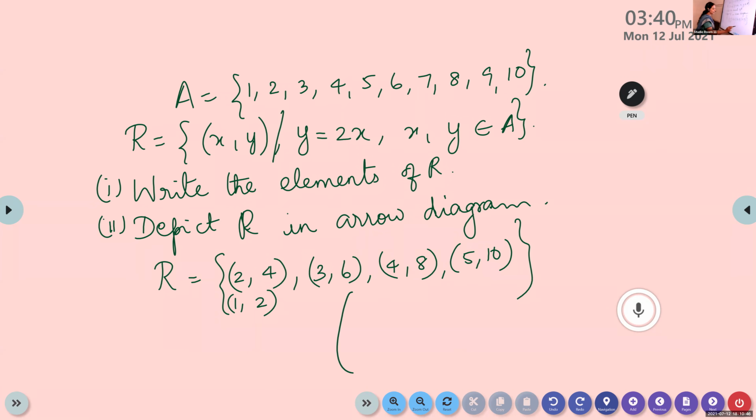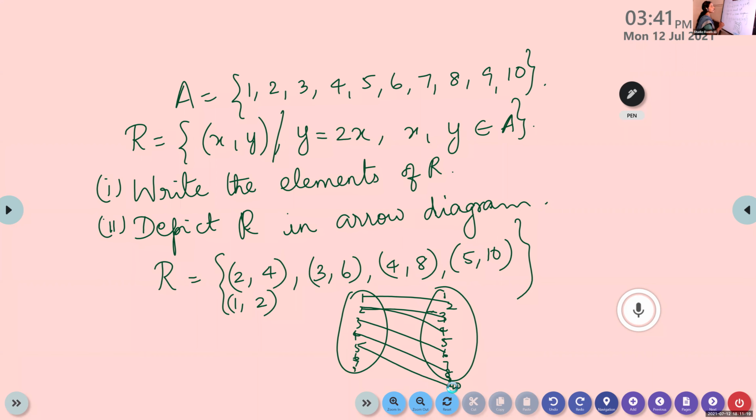Now mark this using an arrow diagram. 1, 2, 3, 4, 5, 6, 7, 8, 9. I hope you can do that one. 1 will be mapped onto 2. Here it is not a circle. We use only oval shapes when we represent this. 2 will be mapped onto 4, 3 onto 6, 4 onto 8, 5 onto 10.